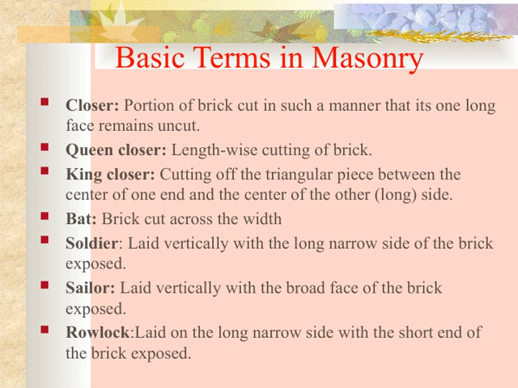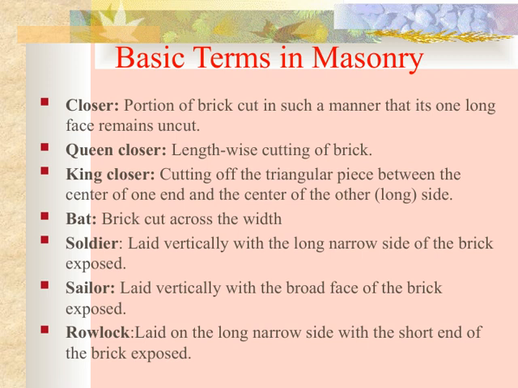Next, we have the bat, which is a brick cut across the width, usually to fit into smaller spaces or for pattern work. Then there's the soldier, laid vertically with the long, narrow side exposed, creating a strong, decorative appearance. Opposite to that is the sailor, also laid vertically but with the broad face exposed, giving a different visual effect. Lastly, there's the rowlock, which is laid on the long, narrow side with the short end of the brick exposed, typically used in window sills or parapets.